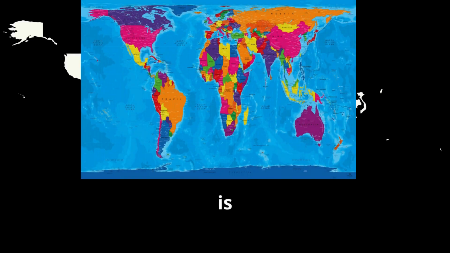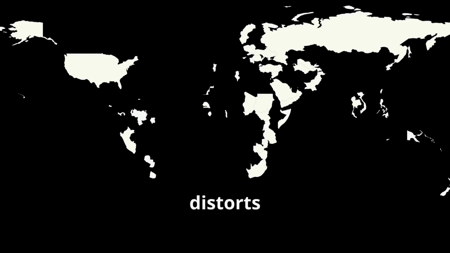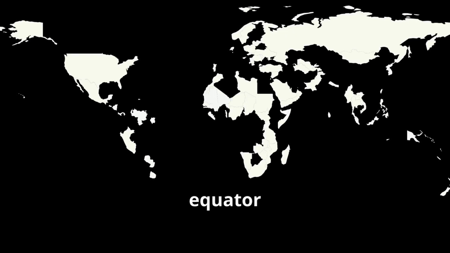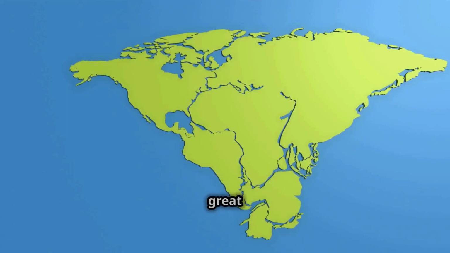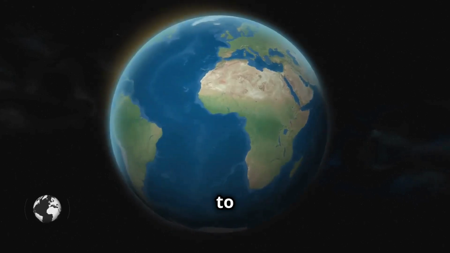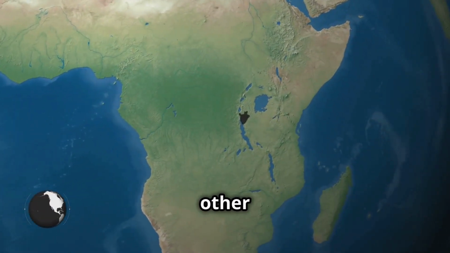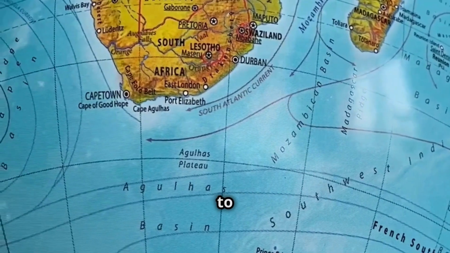Gall-Peters projection, which is equal area, preserves area but distorts shape. It stretches land near the equator and squashes it near the poles. It's great for comparing land sizes. Want to highlight the real size of Africa compared to other continents? Gall-Peters is the way to go.